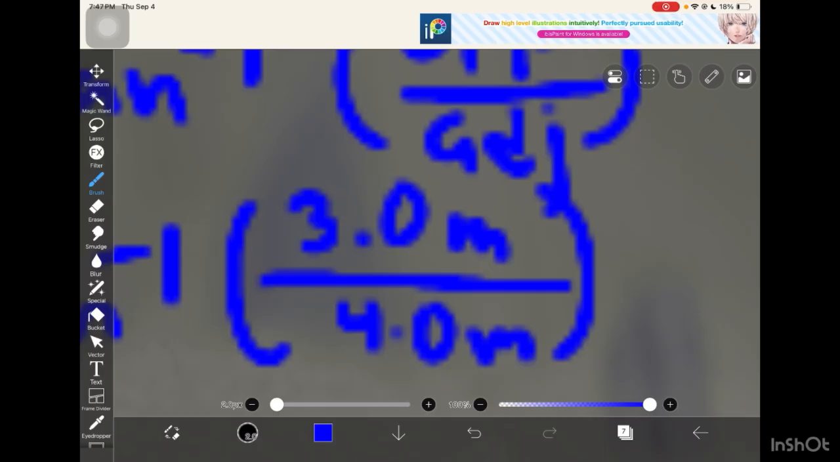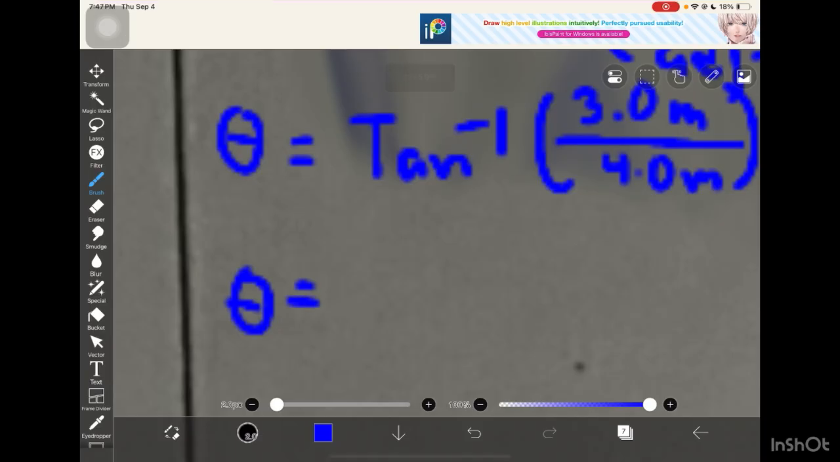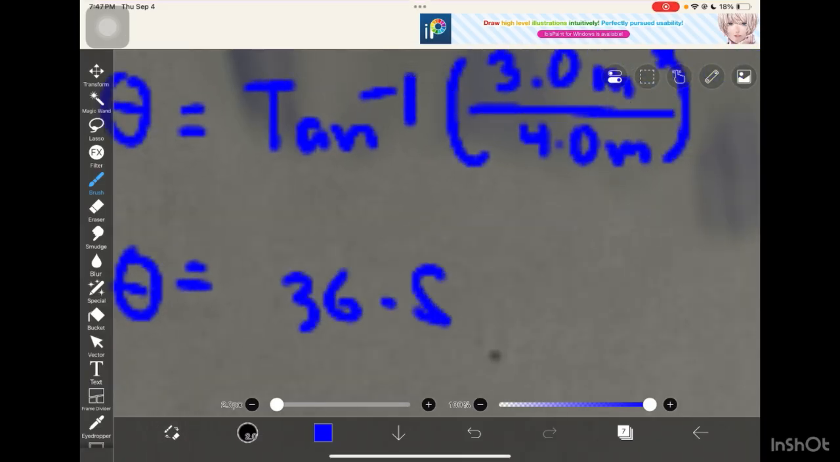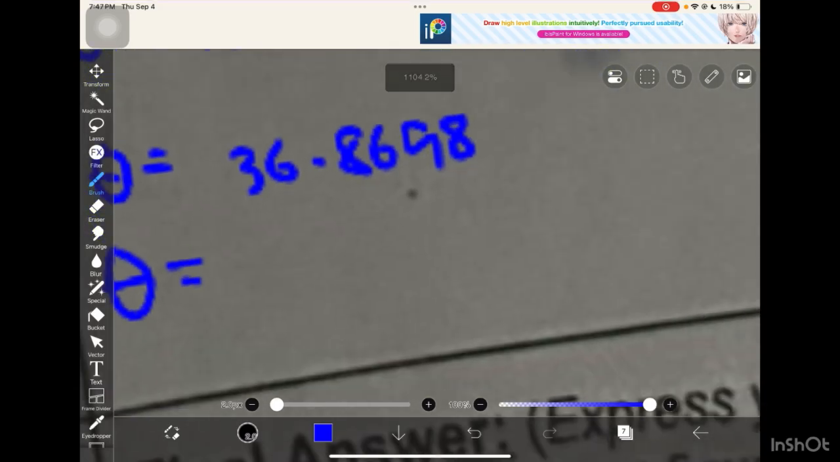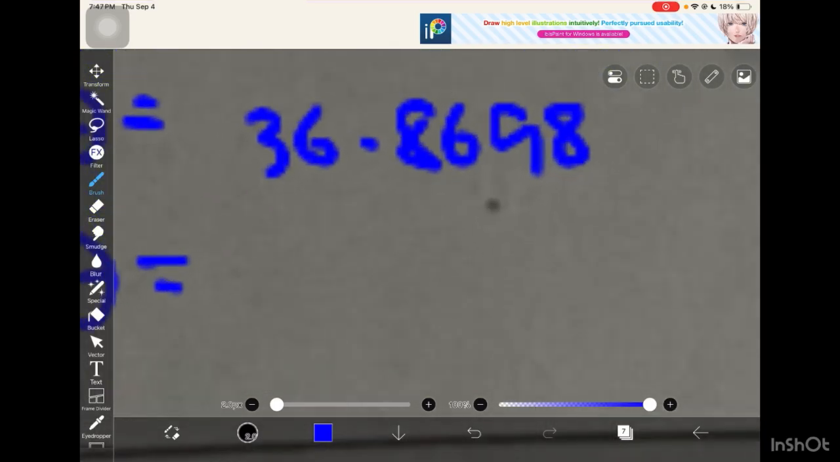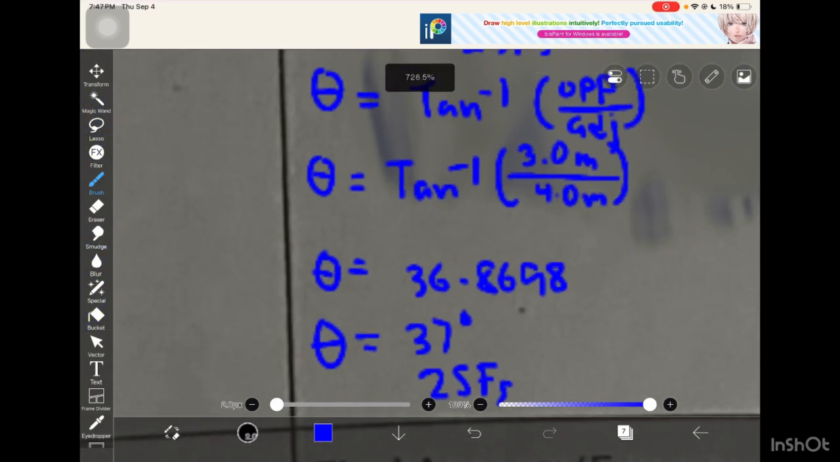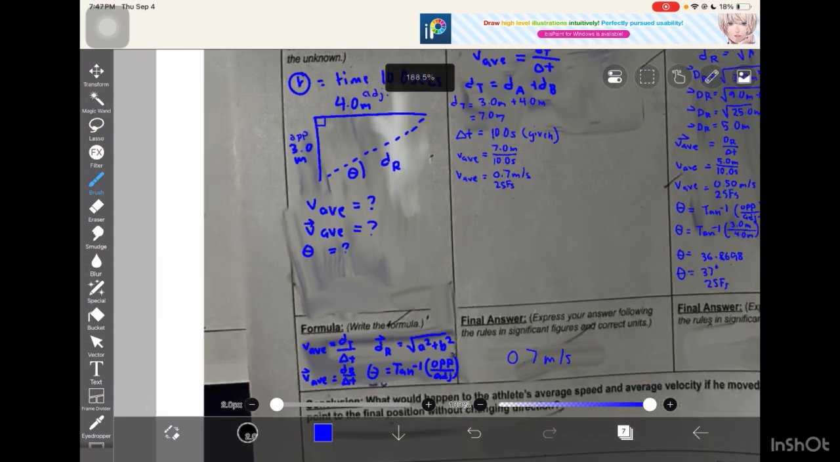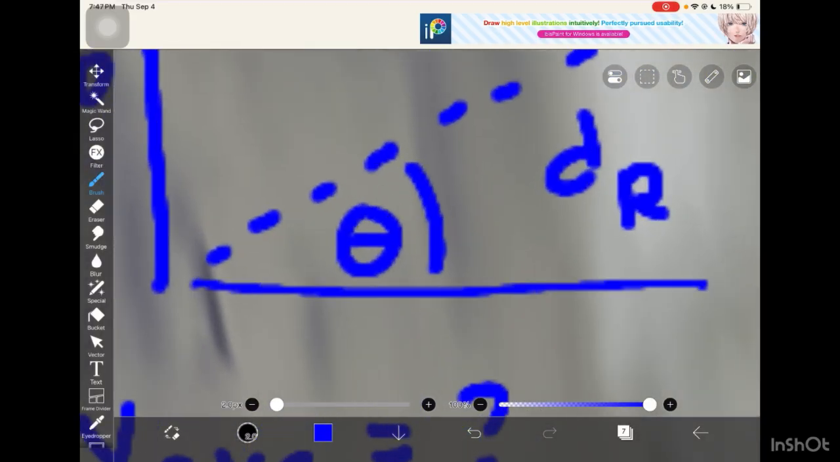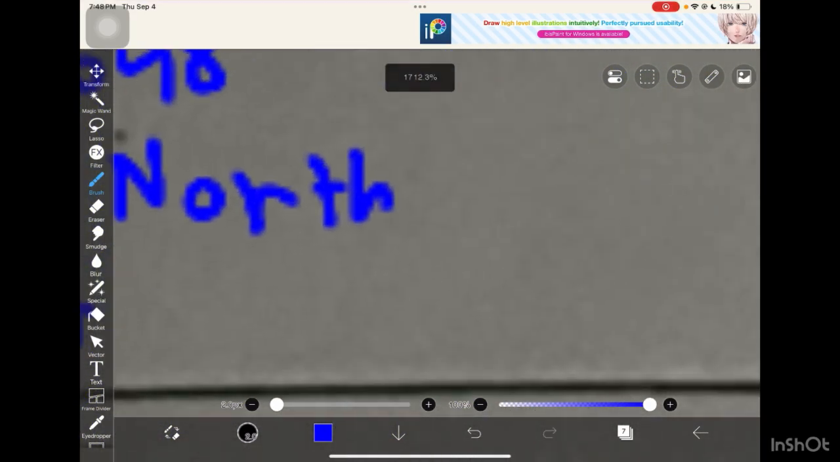Putting that in my calculator, theta is equal to tan raised to -1 of 3.0 over 4.0. That's equal to about 36.8698. Theta is equal to 37 degrees. 2 SFs again. Why? Because this has both 2 SFs, so we're following 2 SFs. But once again, we have east over here. So we went north, and that's our basis on our theta. So that is going to be 37 degrees north of east.